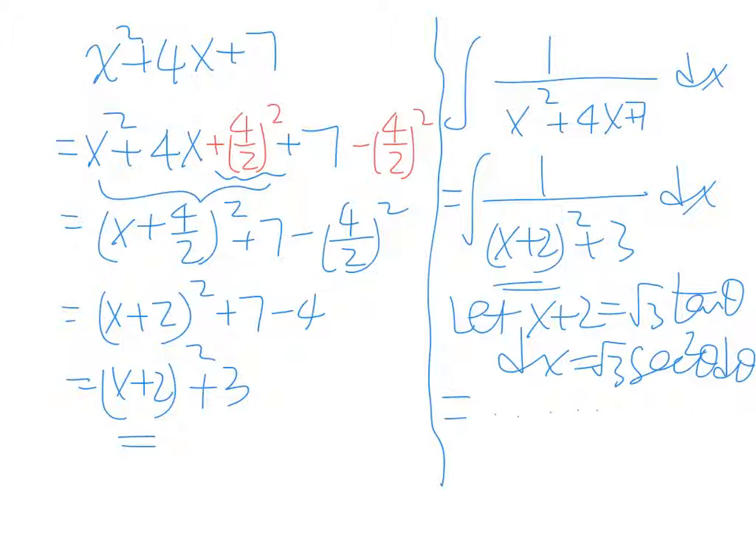finish the problem. But if you cannot get from this quadratic form to this perfect square, you can see we're pretty much stuck, and we cannot even realize we have a tangent substitution. So I hope you understand how to complete the square. Let's look at another one.